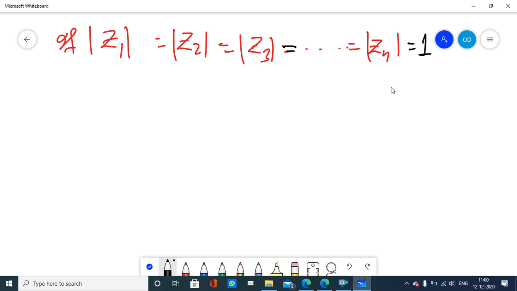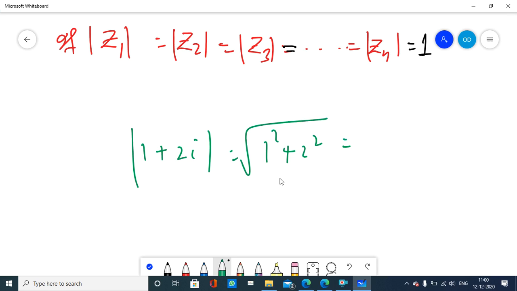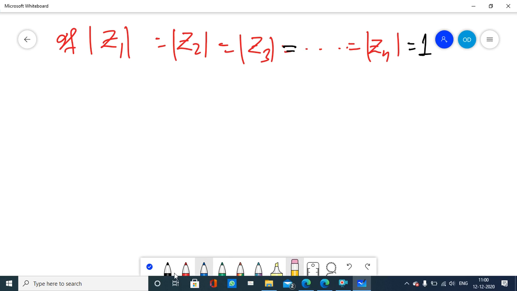Do you remember I told you this, that modulus of a complex number is a real number? Remember? And how do you find modulus of 1 plus 2i? What is modulus of 1 plus 2i? Root over 1 square plus 2 square. Okay. Real part square plus imaginary part square. Got it? Okay. So it is given to us that modulus of all these complex numbers are equal to 1.